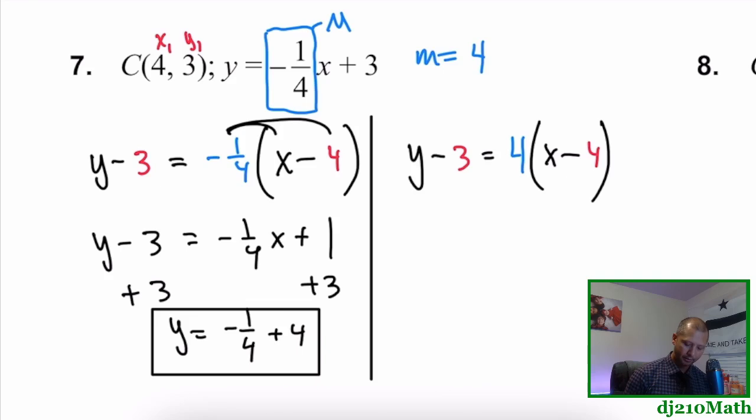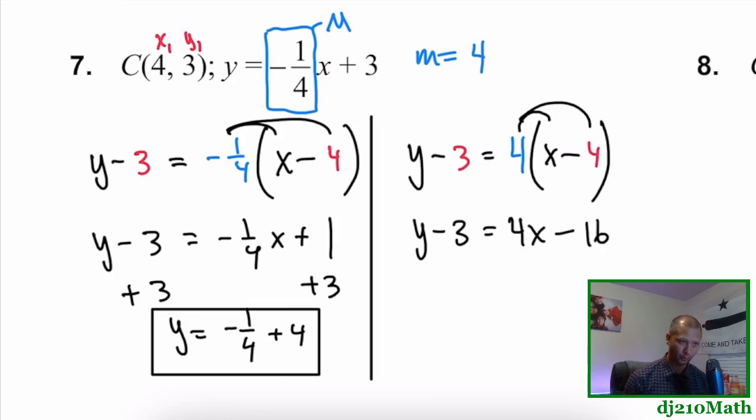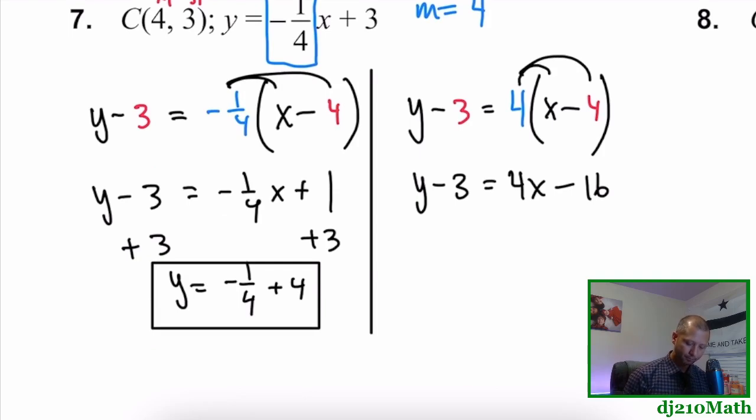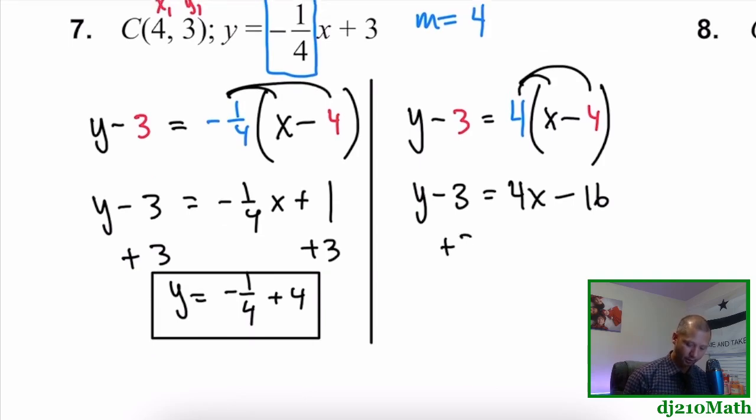Okay, distributing the 4, we get y minus 3 is equal to 4x minus 16. 4 times 4 is 16. And positive times the negative is negative. All right. Solving for y, we add 3 to both sides. Y is equal to 4x minus 13.